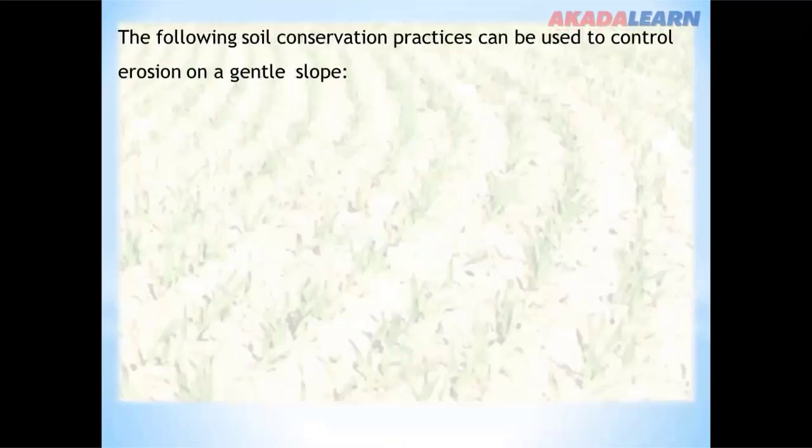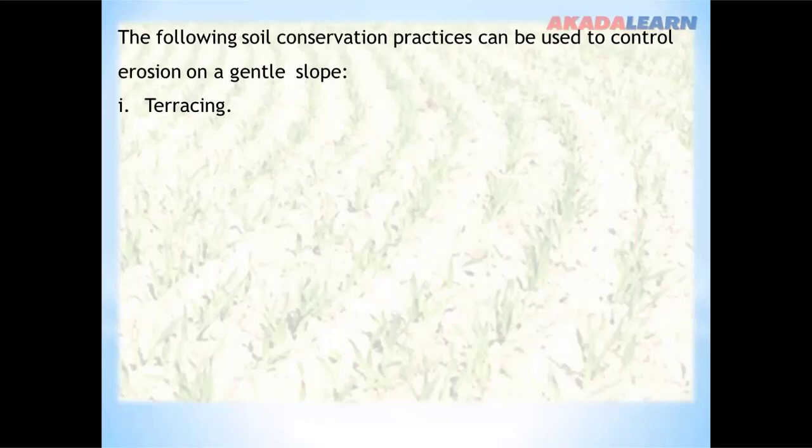The following soil conservation practices can be used to control erosion on a gentle slope. Number one, we have the terracing. Talking about terracing, terracing is a practice in which the slope is broken into series of steps or platforms. Each platform or step is constructed along a contour so that each of them is on uniform height, but different from those above or below it.